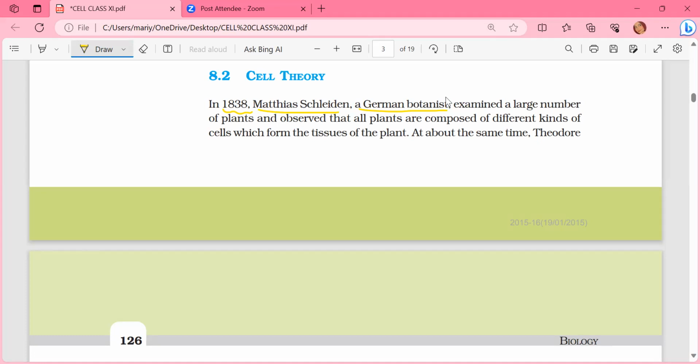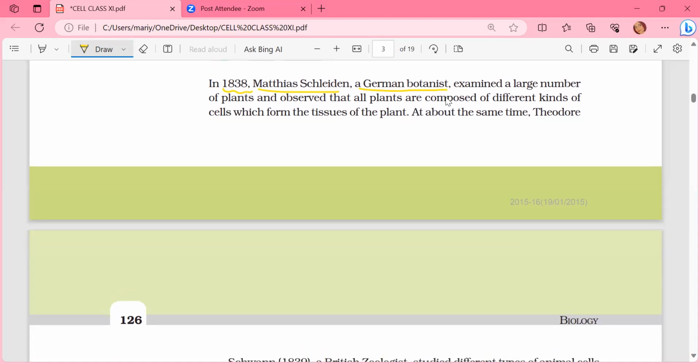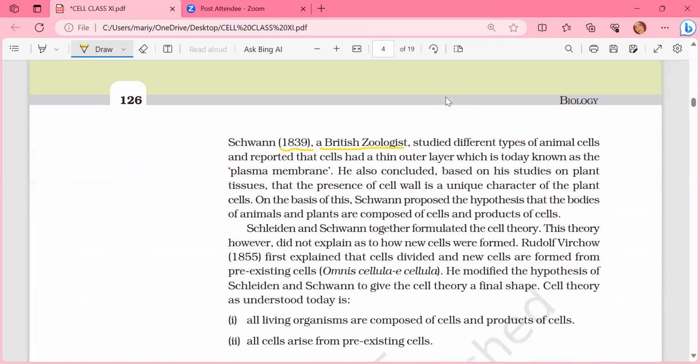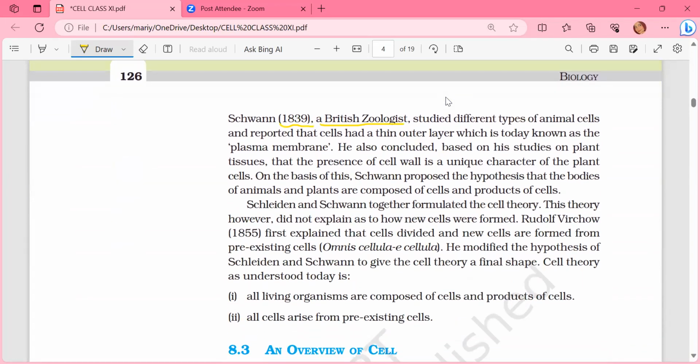Okay, now at the same time, there was a person whose name was Theodor Schwann, in the year 1839. He was a British zoologist. He studied different types of animal cells and reported that the cells had a thin outer layer, which is today known as the plasma membrane. So he was primarily the person who discovered the plasma membrane at that time.